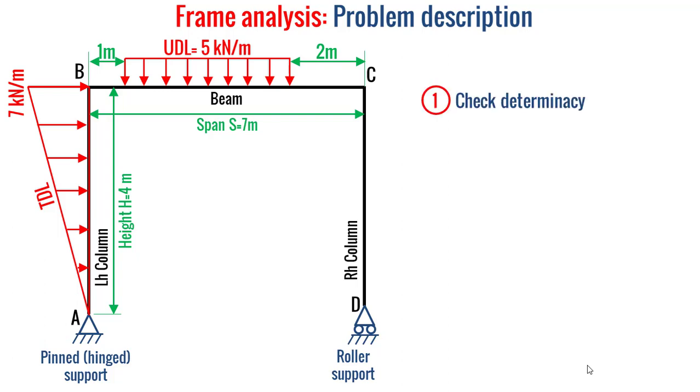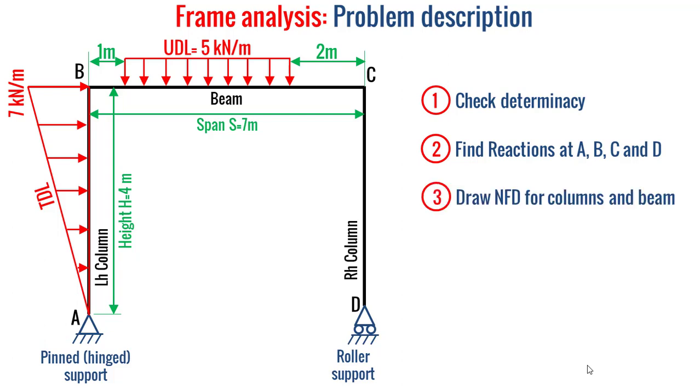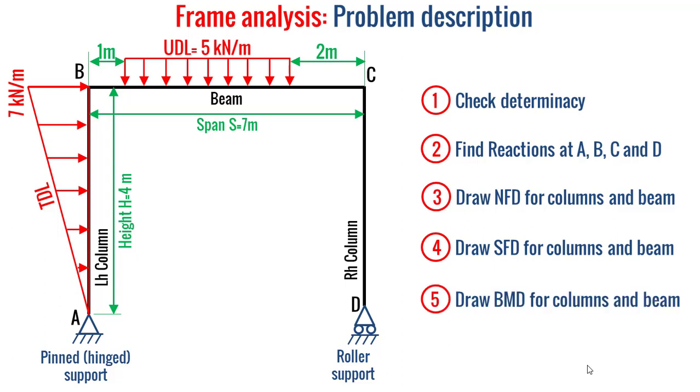The frame analysis consists of 5 steps. The first one is the determinacy checking. The second one is the determination of the reactions at the joints A, B, C, and D. The third step is the drawing of the normal force diagram for the columns and the beam. The fourth step is the drawing of the shear force diagram for the columns and the beam. And the fifth step is the drawing of the bending moment diagram for the columns and the beam.